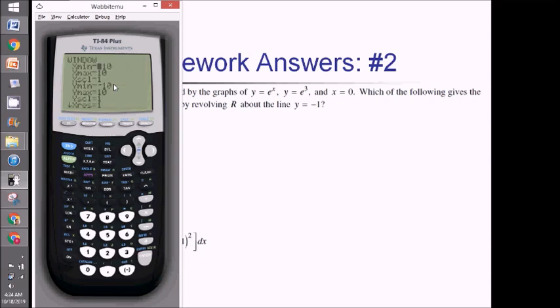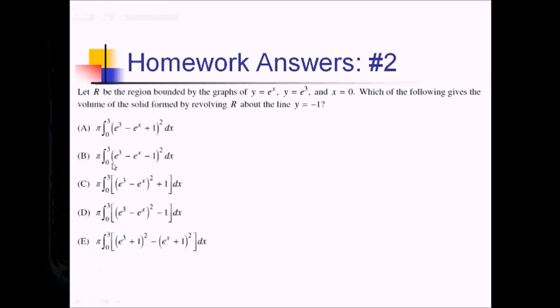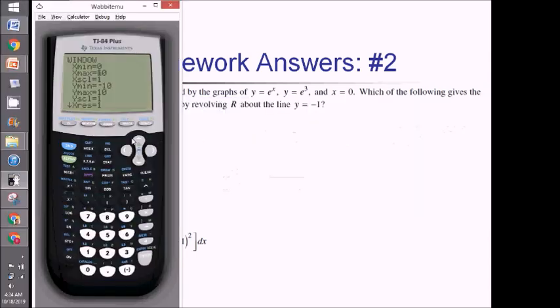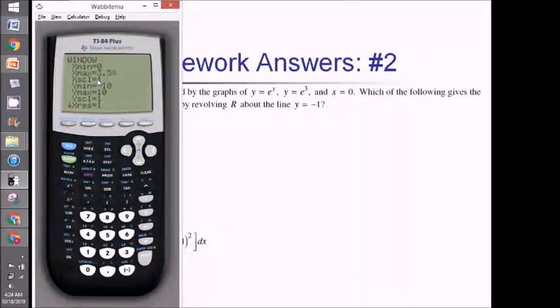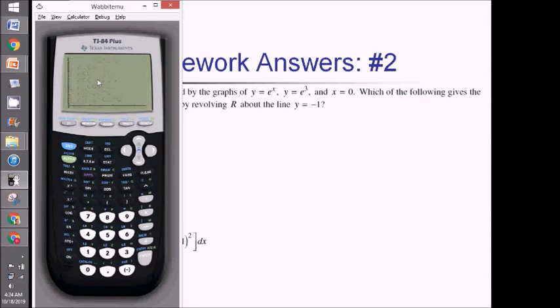Let me adjust my window a bit. I'm going to go from 0, because that's where things start, to, well, how far out should I go? My limits of integration based on all the answer choices are from 0 to 3. So I'll go out to, let's say, 3.5. I don't want to go too much further out. And then zoom fit this thing and see if I can get everything on the screen at once. So there's my exponential. There's my horizontal line. And down below, there's my axis of revolution.